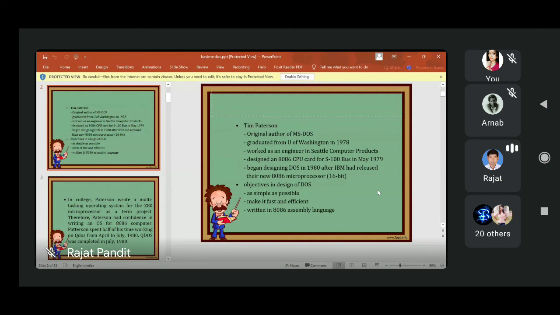The objective of designing DOS was to be as simple as possible, fast and efficient, and written in 8086 assembly language. You know that most system software is written in assembly language, because there is an assembler that assembles the source code into machine language. I have already told you that assembler, linker, loader are examples of system software. These are used only for the system. So the assembler is one type of system software, and the DOS operating system is written in assembly language.